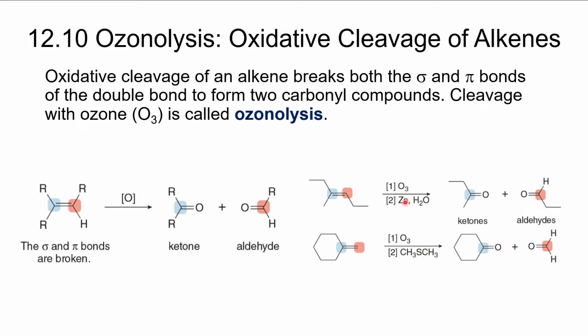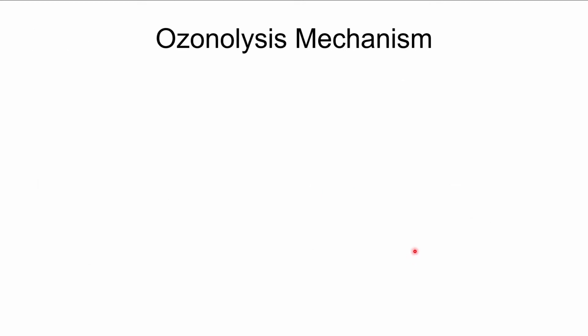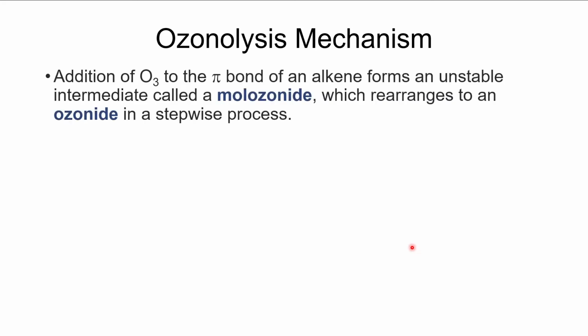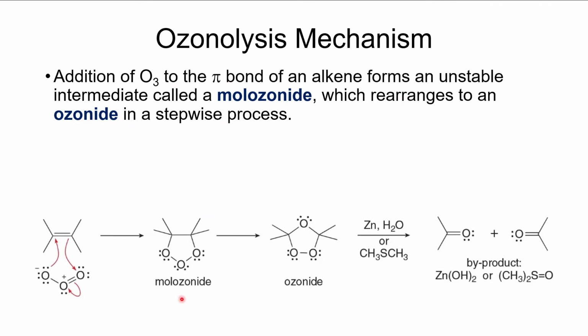All right. You'll notice that I put here as a second step, I put zinc and water for one of these, and then dimethyl sulfide for the other one. And I'll explain why that is. If we don't put that in there, we're going to stop at something that's called an ozonide. So when the ozone adds to the pi bond, we get an unstable intermediate that's called a malozonide. And this malozonide will rearrange automatically, we don't have to do anything, to get the ozonide. And that ozonide is somewhat stable.